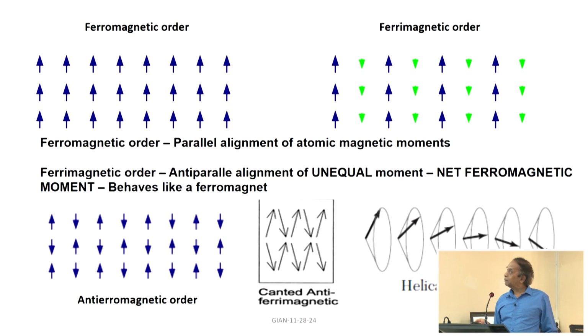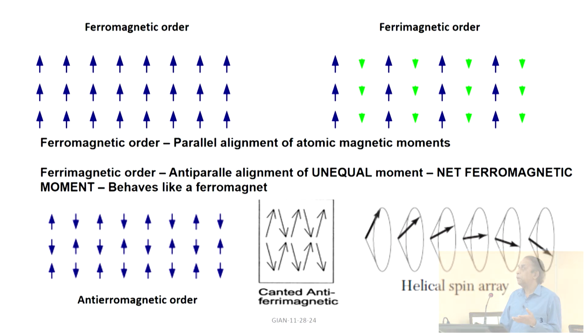I am pretty sure most of you are familiar with ferromagnetic order, where there is spontaneous magnetization because of parallel alignment of atomic moments. Overall, below the Curie temperature, there is a finite magnetization. Above the Curie temperature, because of the thermal energy, there is random ordering of the moments. So, the spontaneous moment goes to 0.